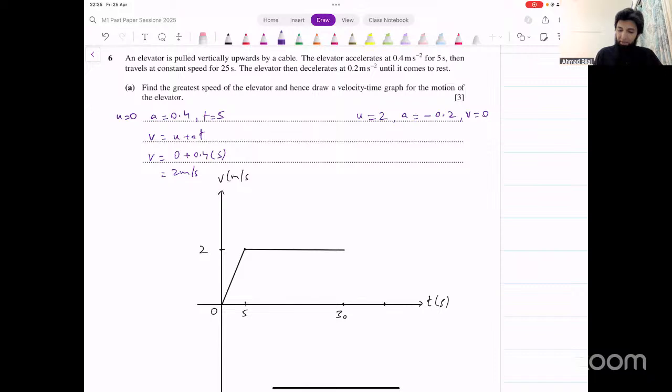And we can find the time taken for this. v equals u plus at. Again, we can use that. And that gives us 0 equals 2 minus 0.2 times t. And the value of t turns out to be 2 over 0.2, which is 10. So it takes 10 seconds to decelerate. That means this number here, 30 plus 10, is supposed to be 40. That is what the velocity time graph is going to look like.